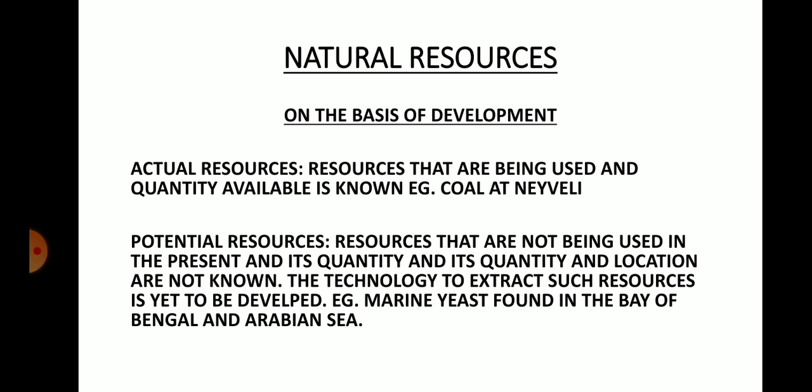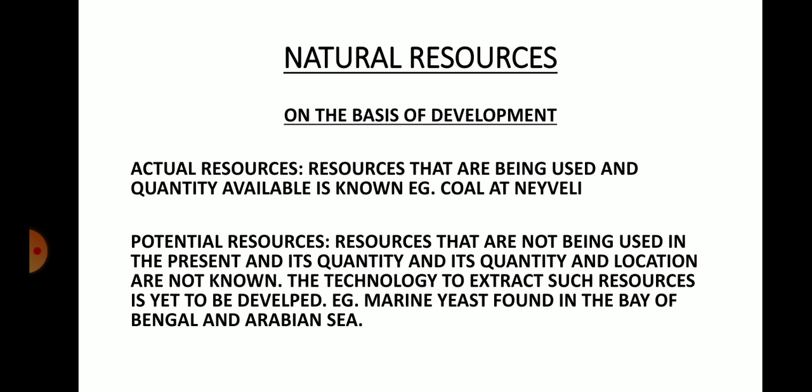So the next type is on the basis of development. Here also we have two divisions. One is actual resources, another one is potential resources. What are the actual resources? Resources that are being used and whose quantity available is known are called actual resources.